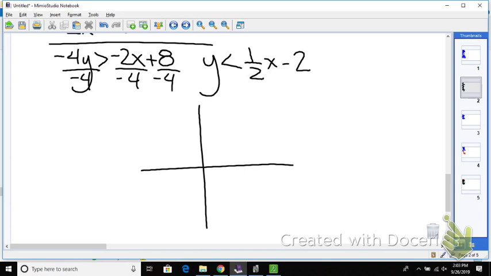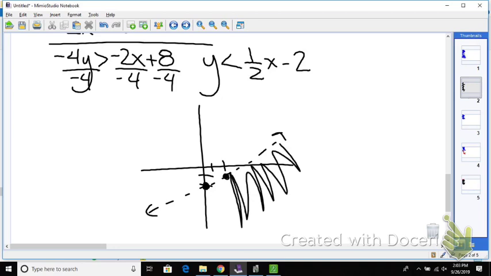Is this a solid or a dotted line? Dotted line. I start at negative 2. I go up 1 over 2. Dotted line. Then I put my pen on the line and I read this. Y is what? Less than. So where do I want to go? Down. So you're shading down here.